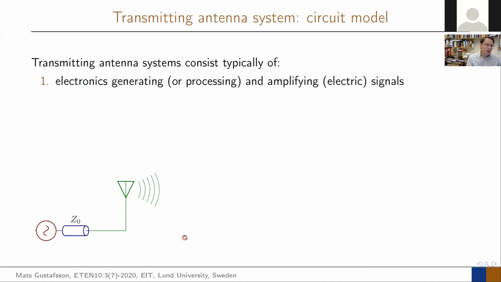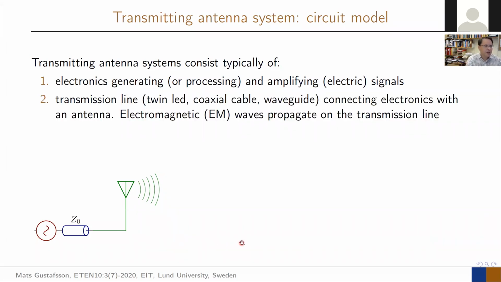And what we would like to have is, of course, a circuit model of this one. So we would like to make this into a classical circuit that we can analyze. The transmission line here can be a twin wire, coaxial cable. It could be a waveguide. I haven't shown a waveguide so far. It's a different type of transmission line. And that is what connects the electronics with the antenna. So we have this as an interface.